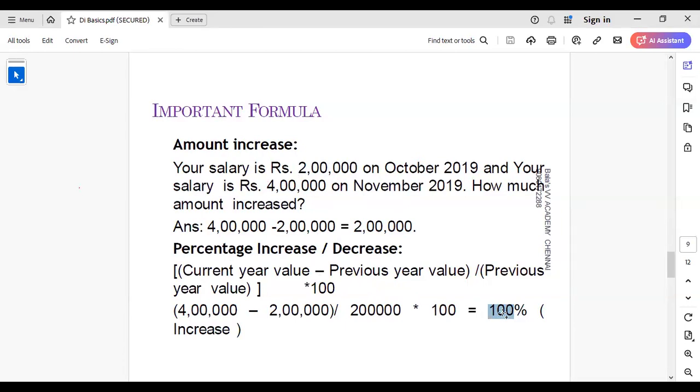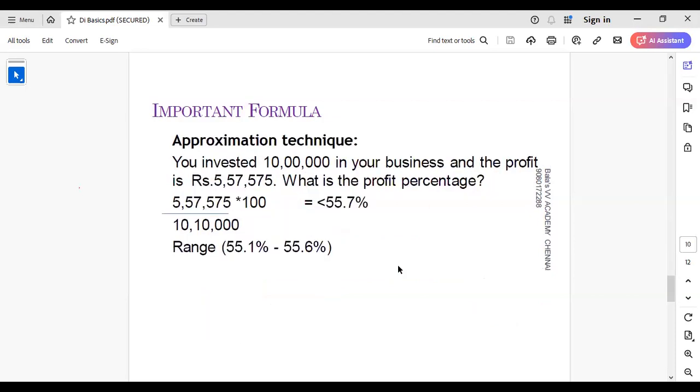If you understood, type U in the chat box. Very good. Thank you. So the next one is the approximation technique.